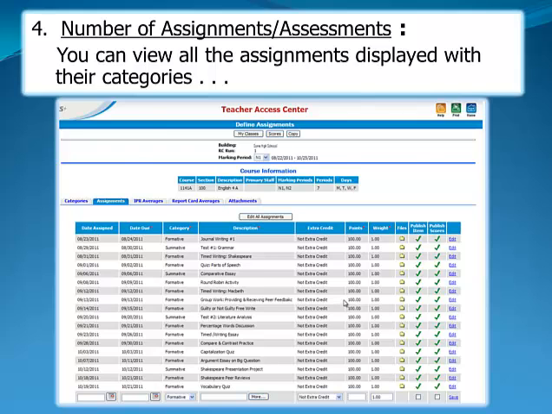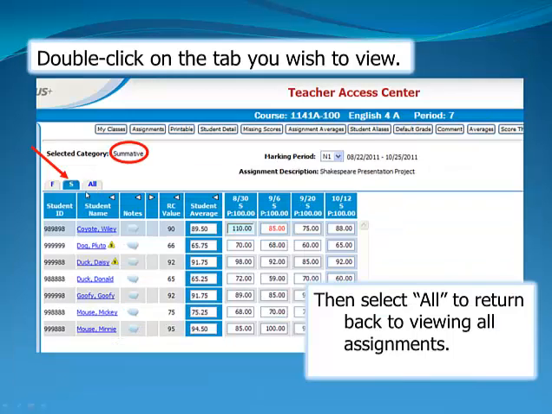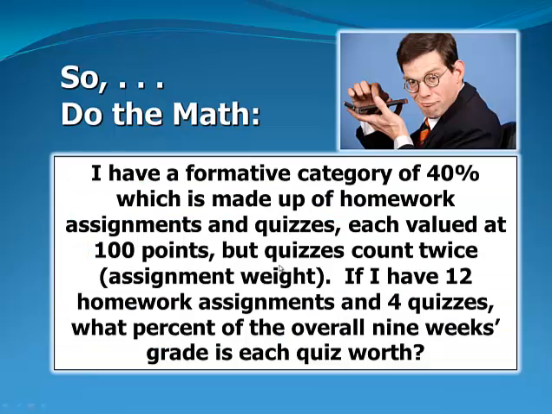If I want to view my assignments in another way, I can also go to the scores page, and there are some tabs here that I can click that I can view any of my categories. For example, if I double click on the S tab for summative, then I will view only my summative grades. Clicking on the All lets me return to the view where I see all my grades.